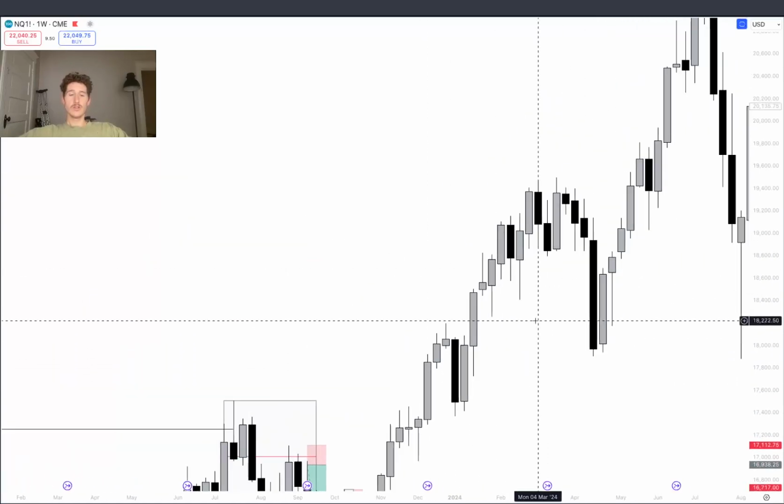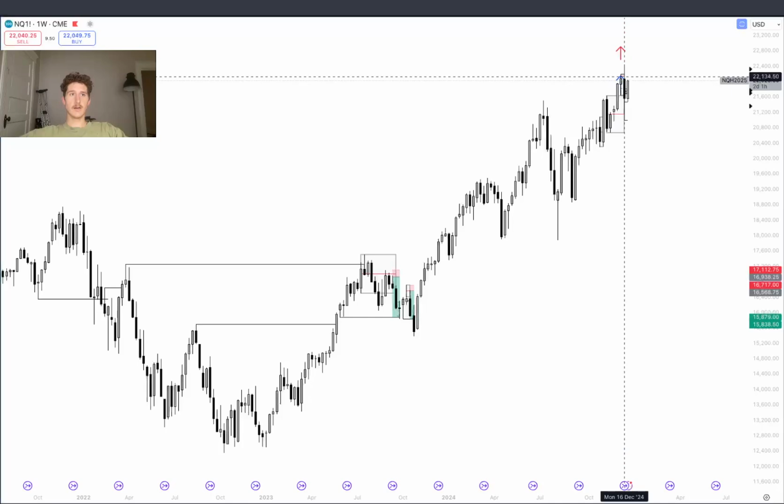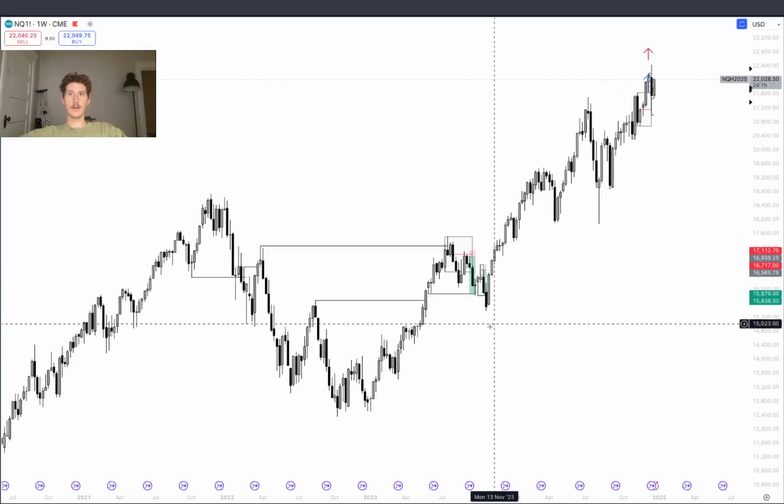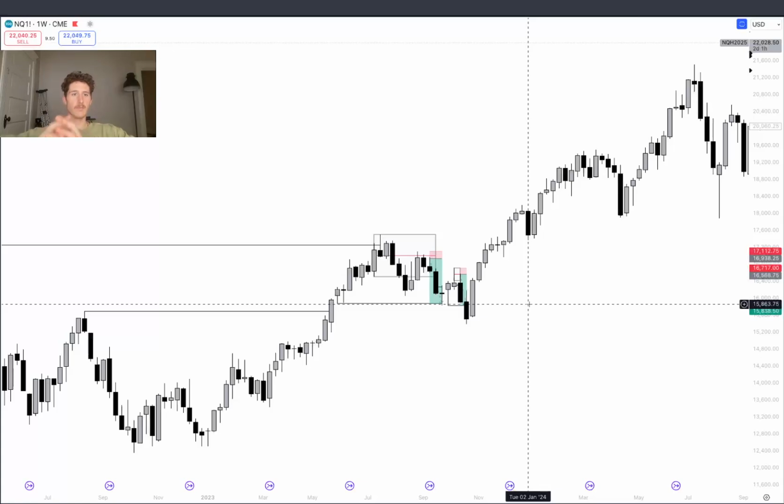So structure on the higher time frame bias is very, very important. Using these kind of trading models to influence where you believe the price is going to go, and then also using these trading models for entries from the lower time frame for executions is valuable. So use them in both instances.